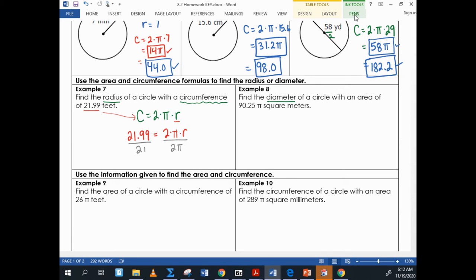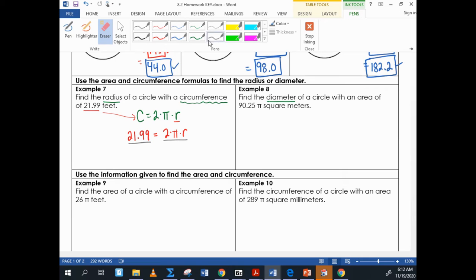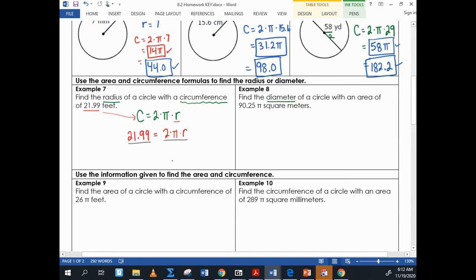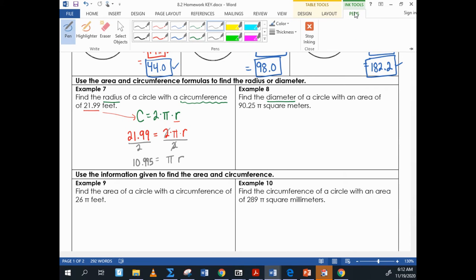Actually, what I'm going to have you do, because some of your calculators actually don't do this very well without parentheses, is divide one at a time. Let's just divide by 2 first. So we're going to divide both sides by 2, and that way the 2's are gone. We still have a pi times r over here. So in your calculator, you're going to do 21.99 divided by 2, and that gives us 10.995.